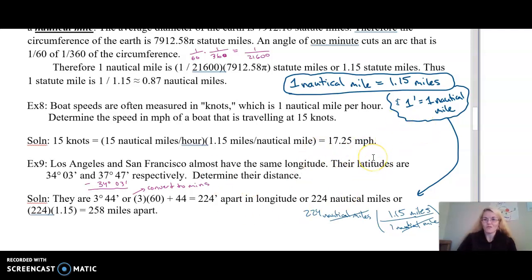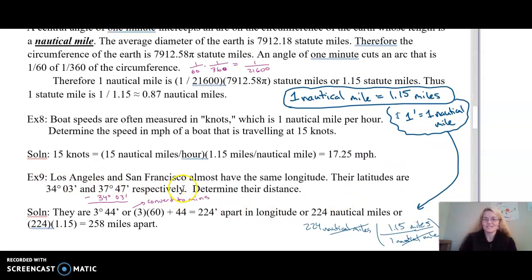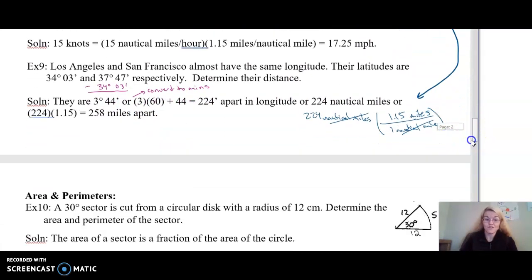Using what we've learned. Now, realistically, if you wanted to know how far apart Los Angeles and San Francisco are, you'd probably use Google Maps. But then again, that wouldn't give you the distance as the bird flies, per se. It would give it to you in terms of roads and driving directions. All right, so that's technically the end of A.